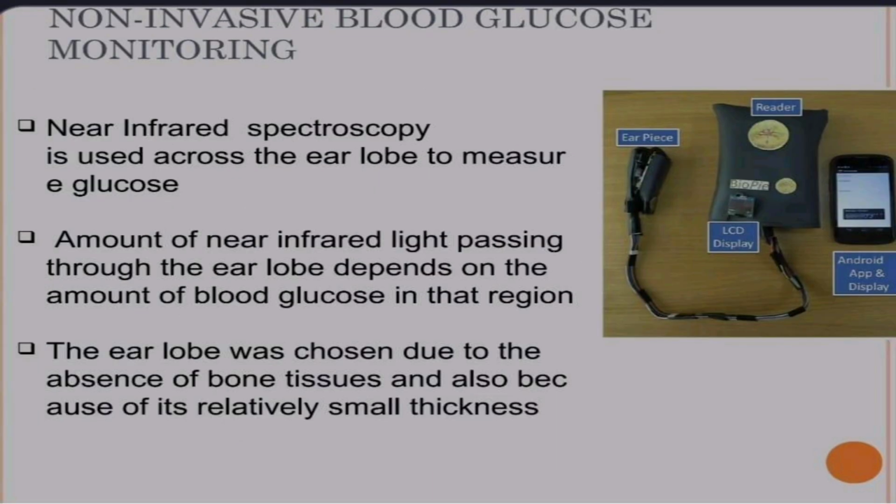Next application is non-invasive blood glucose monitoring. Near-infrared spectroscopy is used across the earlobe to measure glucose. The amount of near-infrared light passing through the earlobe depends on the amount of blood glucose in that region. The earlobe was chosen due to absence of bone tissue and also because of its relatively small thickness.